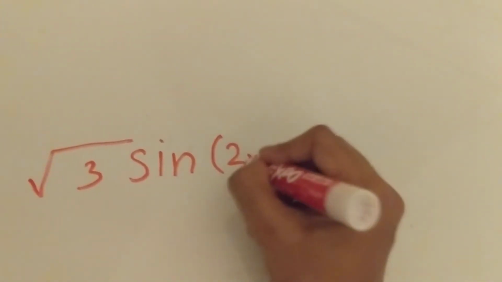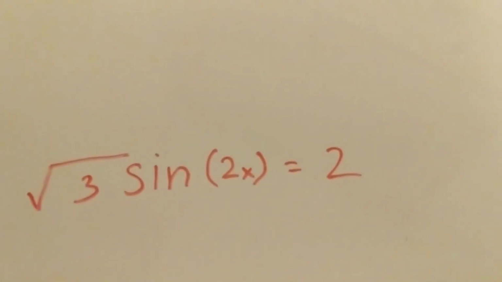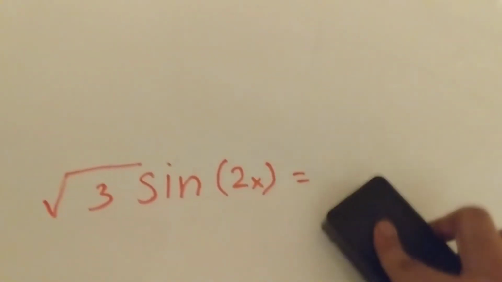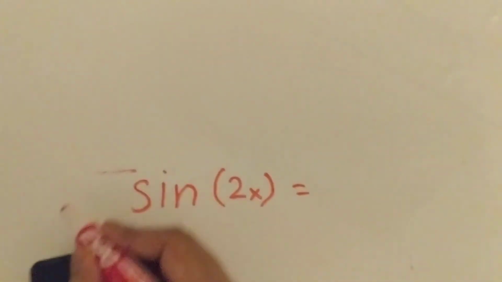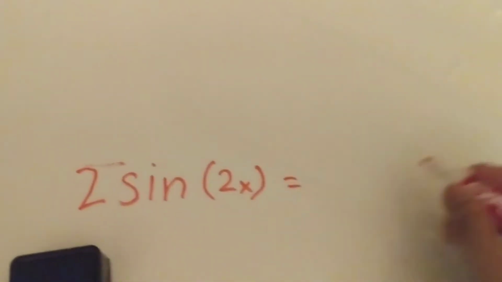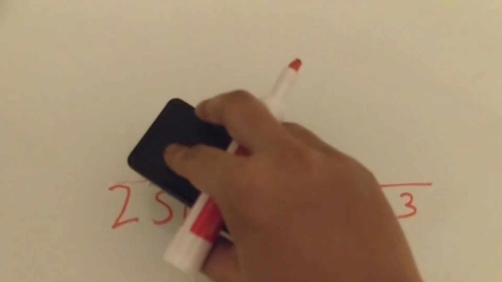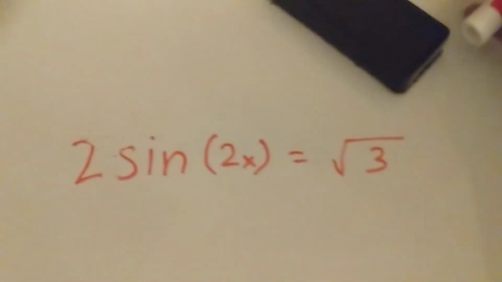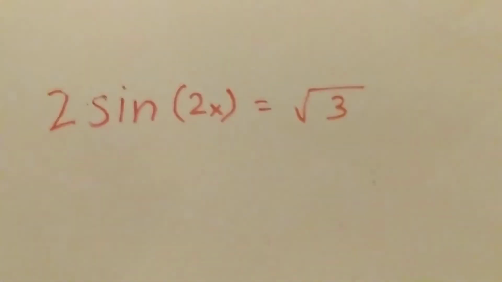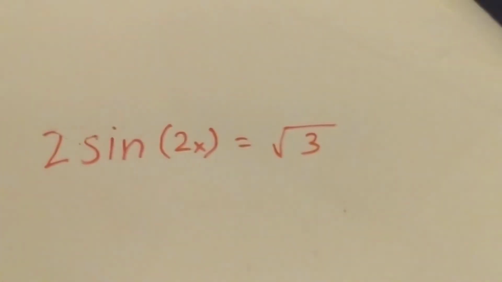So we have root 3... 2x is equal to 2. Oh, sorry. No. Oh, I remember now. Yeah, I messed up the numbers. The problem was, I'm memorizing this. I'm getting this off the top of my head, not from a problem worksheet or anything. Erase that. Okay. So, we have 2 sine of 2x is equal to root 3.